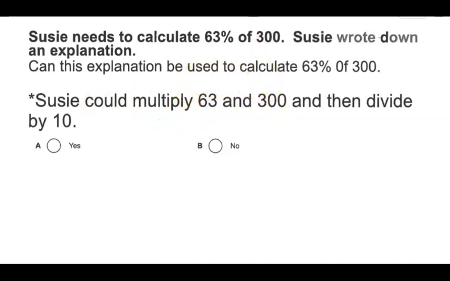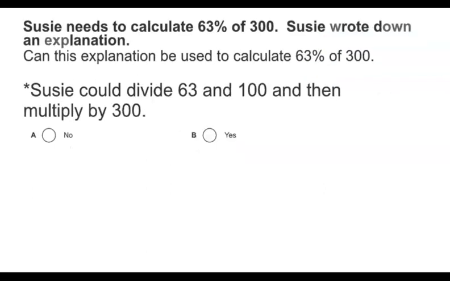But why does it always have to be 100? Because we are dealing with percent, and percent means per 100. So Susie could multiply those two numbers, then divide by 10. The answer is no. Can't do it. Not going to work. It has to be divided by 100.